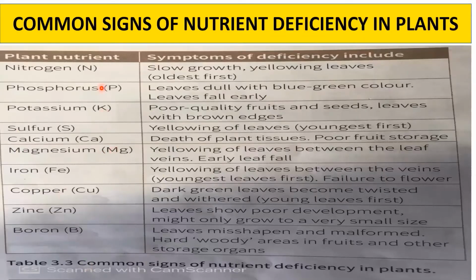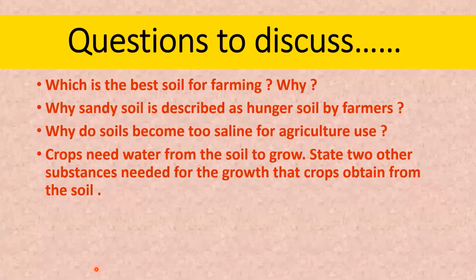This table shows the common signs of nutrient deficiency in plants. I'm going to answer some of the questions given in the slide. The first one: what is the best soil for farming, and why? The best soil for farming is loamy soil.